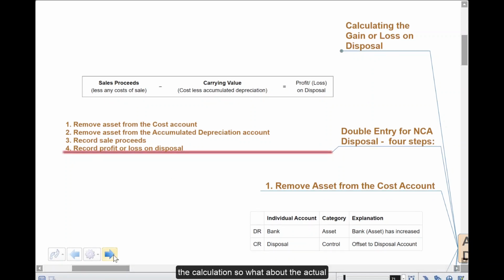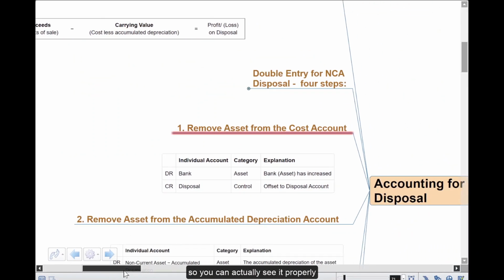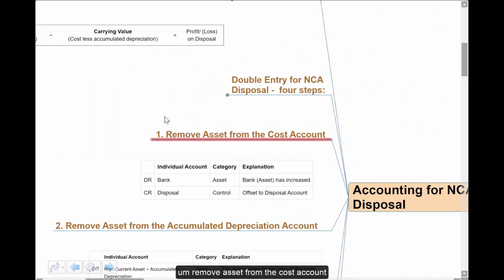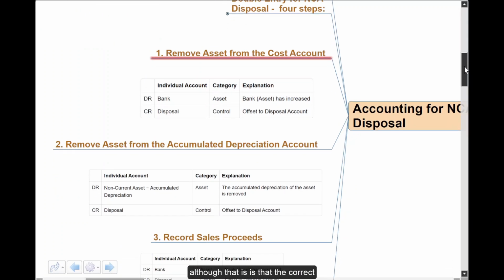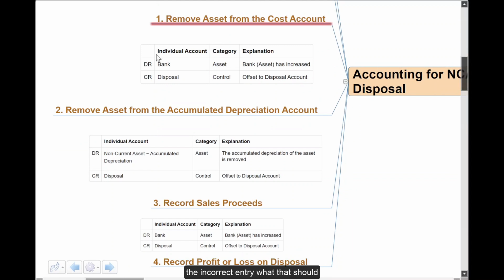So what about the actual entries themselves? Well, let's deal with number one. Let me just bring this over so you can actually see it properly. Remove asset from the cost account. Okay, well, in terms of removing asset from the cost account, is that the correct entry? Okay, that looks like the adjustment actually for the cash or for the sales proceeds. My apologies, that's the incorrect entry.